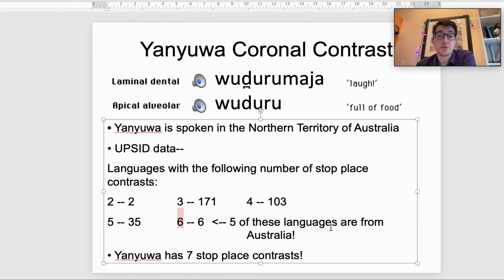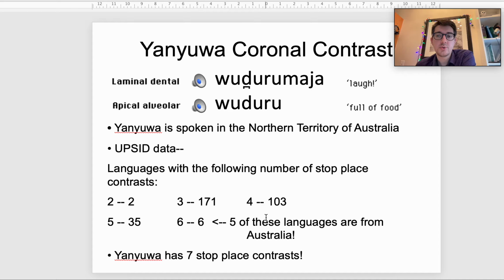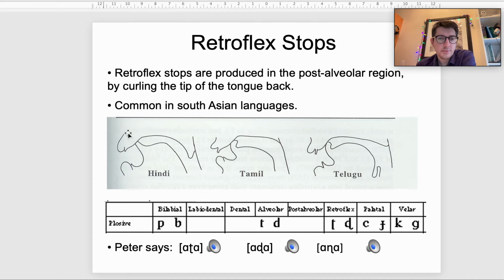5 of these languages are from Australia. As I said, Australian indigenous languages or Aboriginal languages are quite famous for this kind of feature. Okay, so lots of stops, and so few fricatives in Australian languages. And as I said, Yanyuwa has 7 stop place contrasts, which we will hear and produce later.